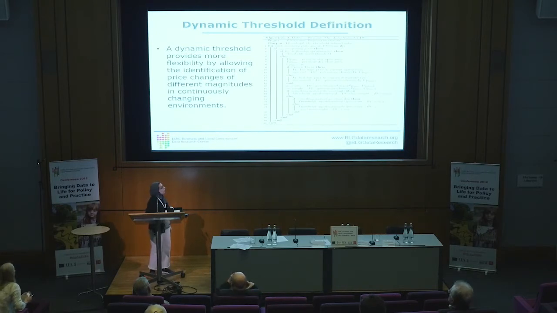Here we define our dynamic support, our dynamic threshold for the directional change. It is basically defined using the previous day's price changes and the overnight price changes. So every day a new dynamic threshold is used. The dynamic threshold provides more flexibility by allowing the identification of price changes of different magnitudes in continuously changing and dynamic environments. This is our algorithm for defining the dynamic threshold. I'll not go through it now, but I'm happy to discuss it during break times.